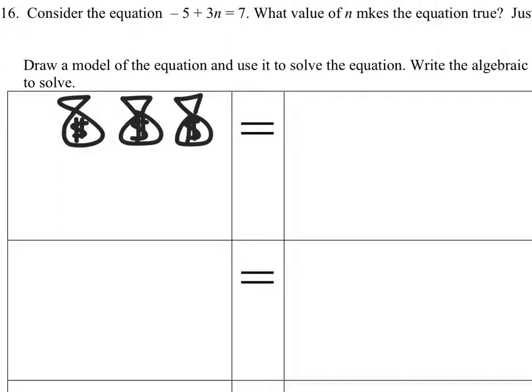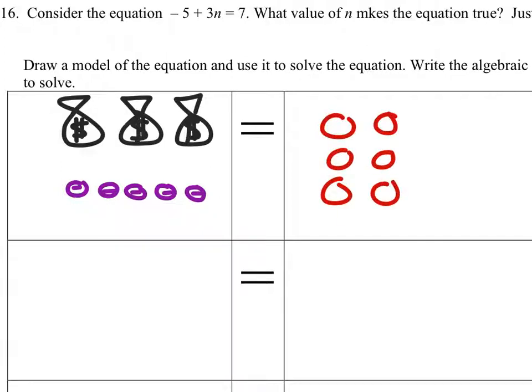All right, so I got 3 bags of monies, because, well, we like monies. And then I got these 3 bags, and then I got 5 negative coins. 1, 2, 3, 4, 5. Each of them being negatives. And this equals 7 positive coins. 1, 2, 3, 4, 5, 6, and a 7. Each of them being positive.